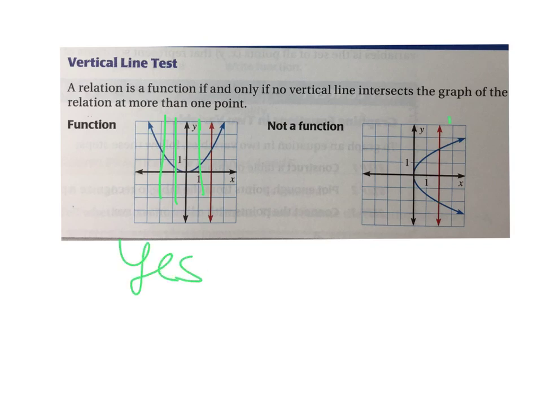If I can draw a vertical line like that red one or this green one, and I hit the graph more than one time, that means it's not a function. No, and the reason is because, let's say the red line, if it touches there and there, that's the same x. That point is (2, 2) and (2, -2). So that one x has 2 different y's. That's why the graph works.